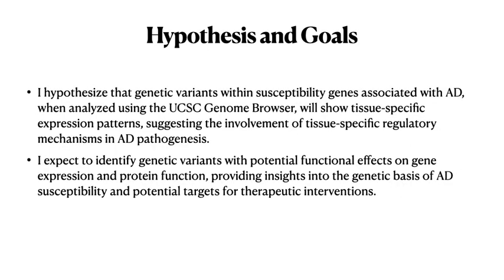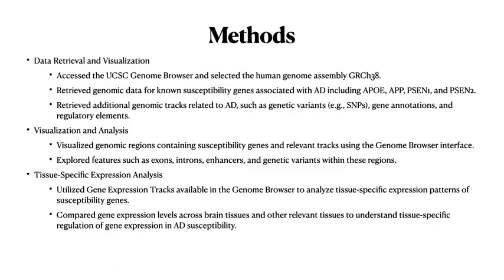So the hypothesis and goals: these genetic variants within the susceptibility genes that I mentioned before, when using the UCSC Genome Browser, will show some tissue-specific expression patterns, which will suggest involvement in regulatory mechanisms in AD pathogenesis. I also expect to identify some genetic variants with potential functions on gene expression and protein function, which provides insight into the genetic basis of AD susceptibility. Then further down the line, they could be potential targets for therapeutic interventions.